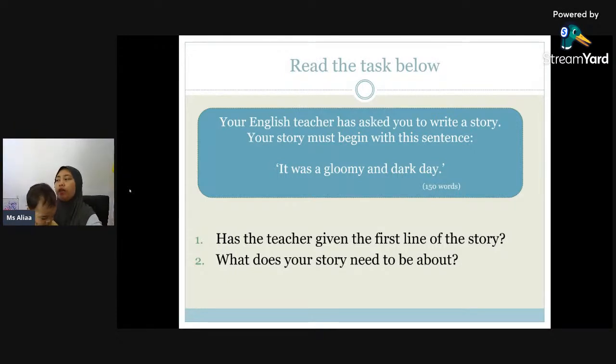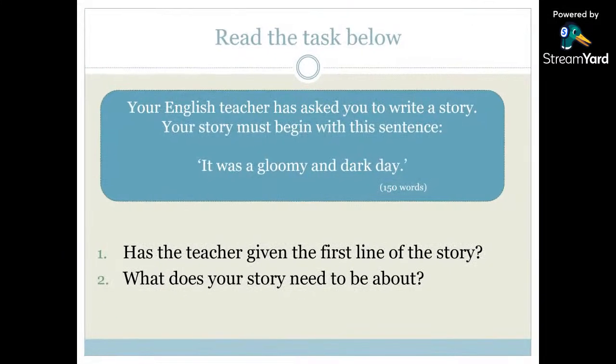Jadi has the teacher given the first line of the story? Jadi cikgu ada tak bagi ayat yang pertama tu? Okay, adalah. Okay, jadi what does the story need to be about? Jadi cerita awak kena jadi pasal apa? Awak rasa cerita awak tu macam mana? It was a gloomy and dark day.